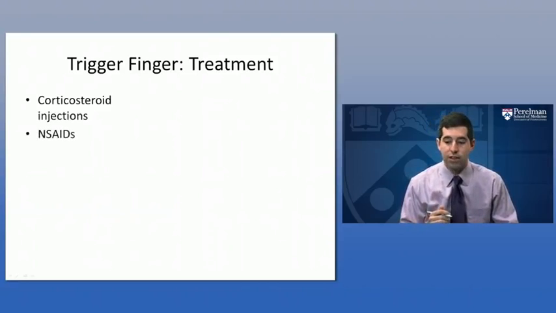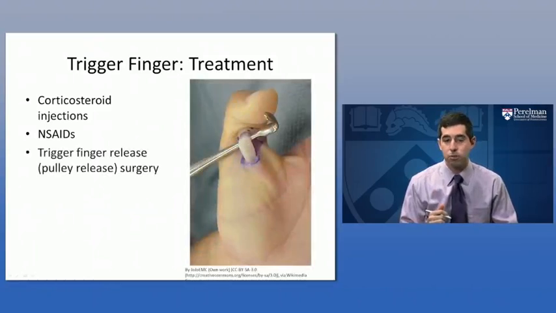In addition, NSAIDs are a mainstay of therapy, as pain relief is certainly one of the primary motivations to treat the people here. And trigger finger release surgery may also be done. This is usually only done again in refractory cases, but we have basically a pulley release surgery that's being done.